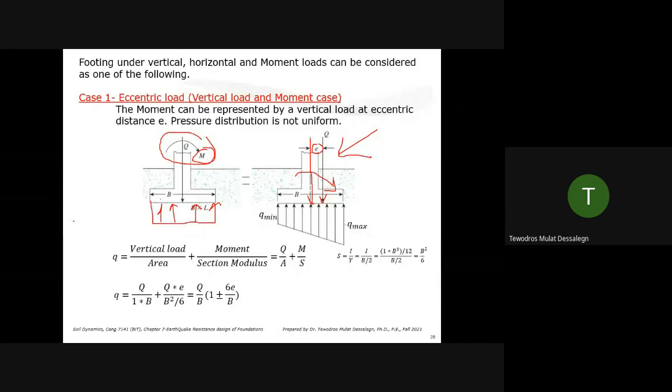The load distribution you have, because it creates some inclination in the foundation, is not uniform. You may have a maximum bearing stress here and a minimum bearing stress here. Depending on the magnitude of that moment and the eccentricity, this may even be zero. Q minimum can be zero. Or it can even create separation, right? Maybe even like this.